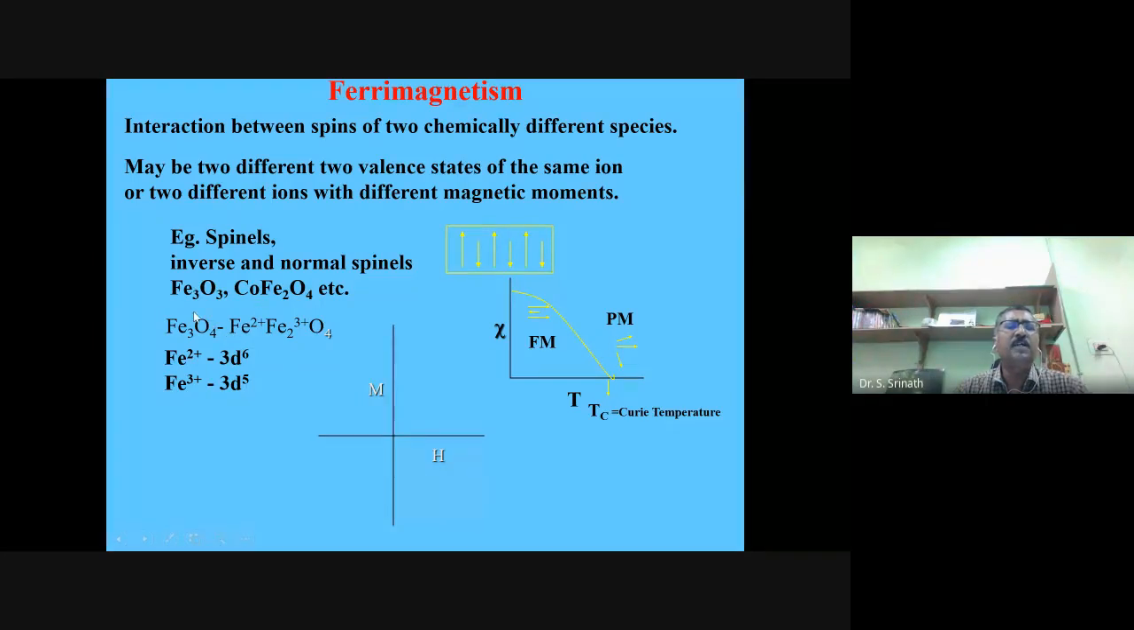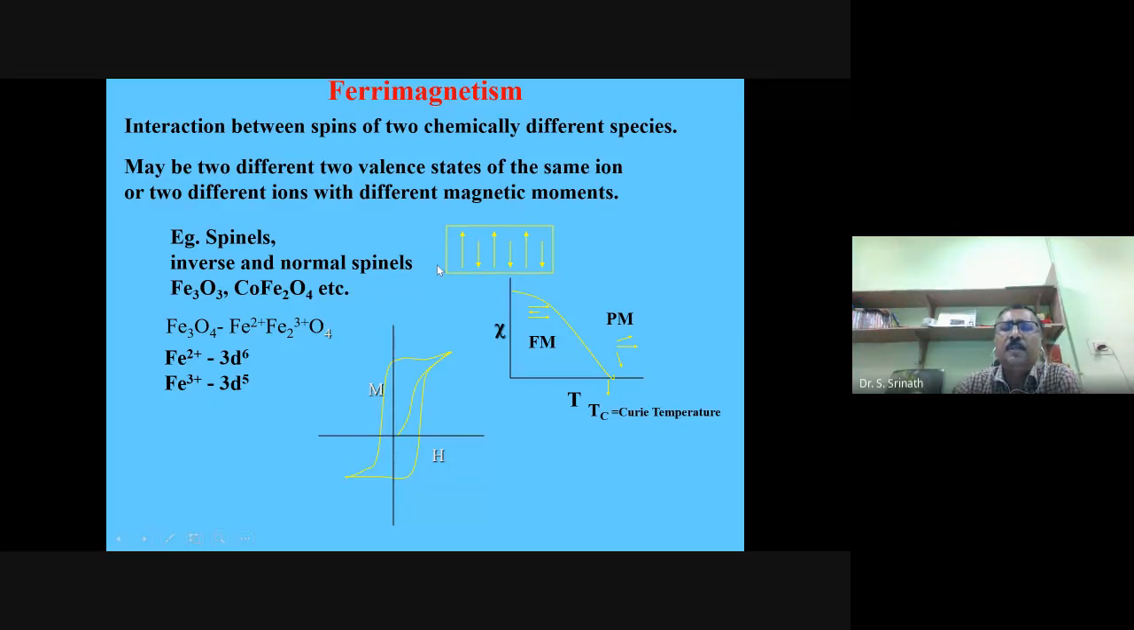Examples I have given here are iron oxide, cobalt ferrite, and so on. Actually, this name ferri is because a lot of ferrites belong to this class of materials. So they exhibit this kind of antiferromagnetism. In comparison to ferromagnets, the magnetic hysteresis loop looks more like a rectangle. It's not really rectangular, but this is the kind of behavior. Okay. Questions?